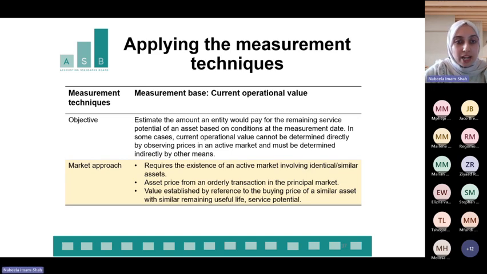Looking at the market approach and its applicability to current operational value. So this requires the existence of an active market involving identical or similar assets. The asset price from an orderly transaction should be from the principal market. The value is established by reference to the buying price of a similar asset with a similar remaining useful life or service potential. For the market approach, identical or similar assets include the same characteristics as the asset being measured.